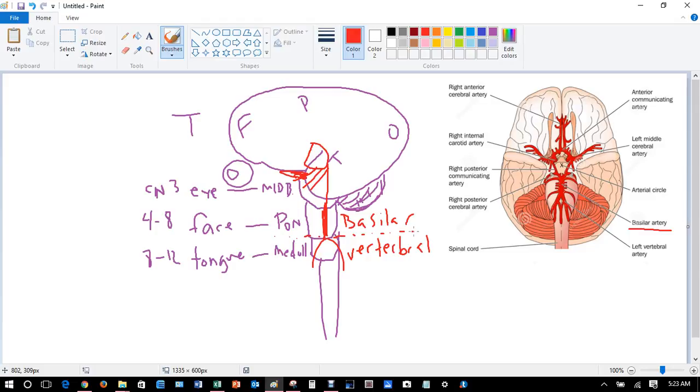And you can kind of tie these things together. So if you have a problem with the basilar, you're going to have a problem with the pons, which means you're going to have a problem with the face. If you have a problem with the vertebral, it means you're going to have a problem with the medulla, which means you're going to have a problem with the tongue, and all those cranial nerves and whatnot associated with it. If you have problems with the superior cerebellar or any of those other ones, you're going to have problems with the midbrain, which means you're going to have problems with the eye. That's kind of a general way to think of it. There are exceptions, of course. Let's go ahead and dissect some of this, the rest of this circle of Willis, and kind of talk about the other important parts of it.